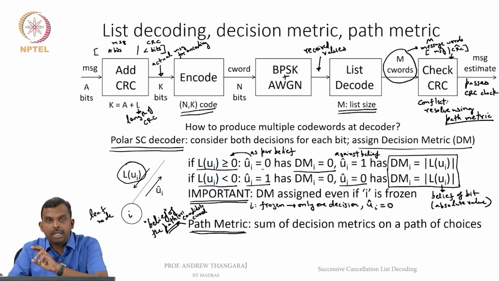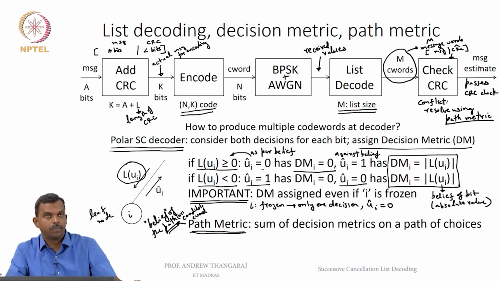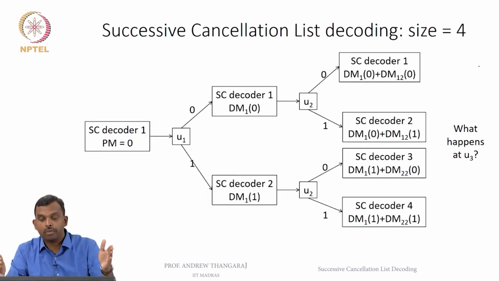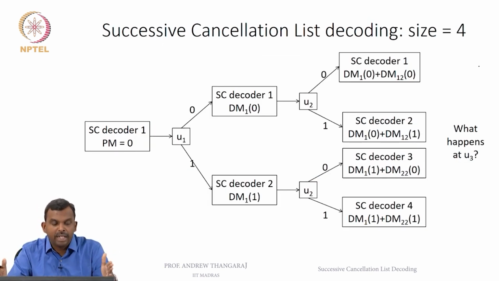So this is how the list decoder works. You make multiple decisions on the code word bit depending on the beliefs. You might go against the belief. You put a penalty if you go against the belief, and keep track of a path metric, which gives you the confidence level on the particular path or the candidate code word. Now let's look at it more carefully in terms of paths.